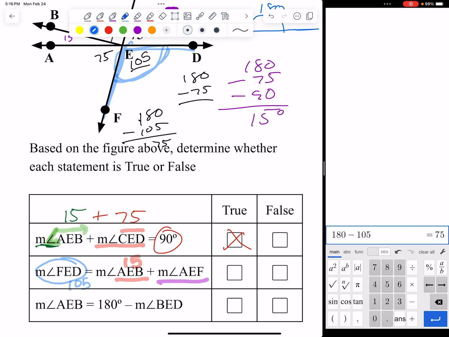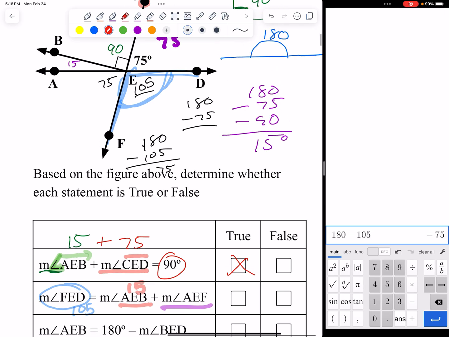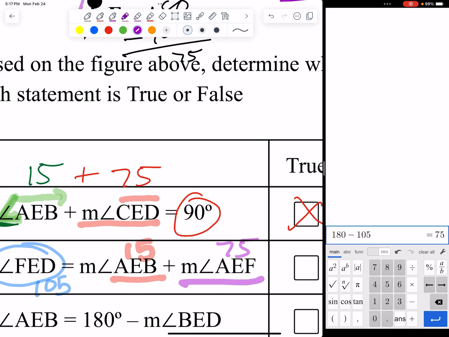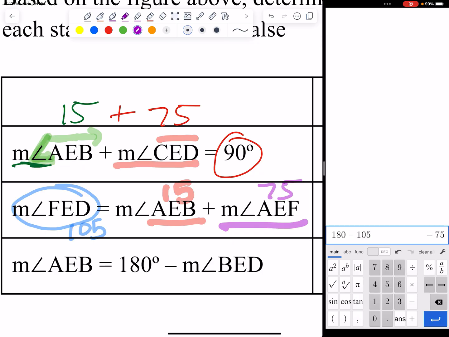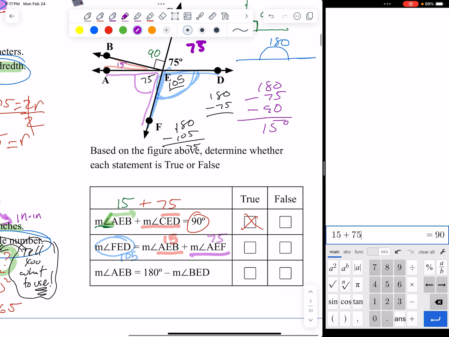Then I got AEB. So AEB, we said, was already 15. And then AEF. Well, that's 75. So is that true? Is 105 equal to 15 plus 75? Let's put it in a calculator. I don't think it is, but let's triple check. 15 plus 75, yeah, that's 90. That does not work, so that is a false right there. Okay? And clean this up again.